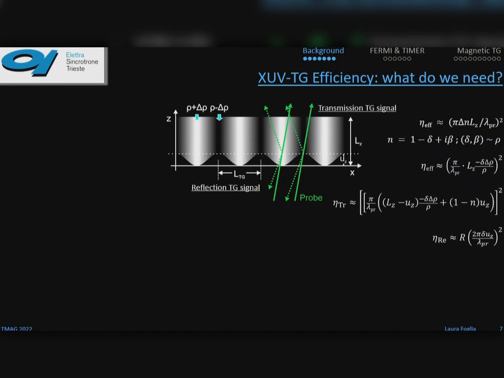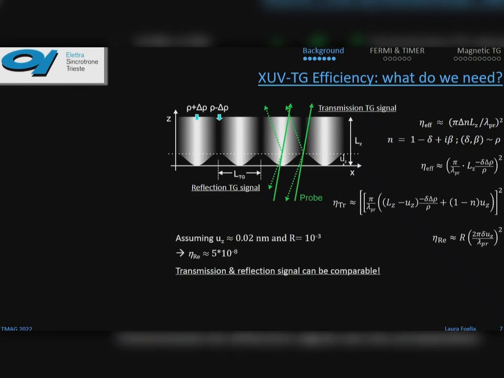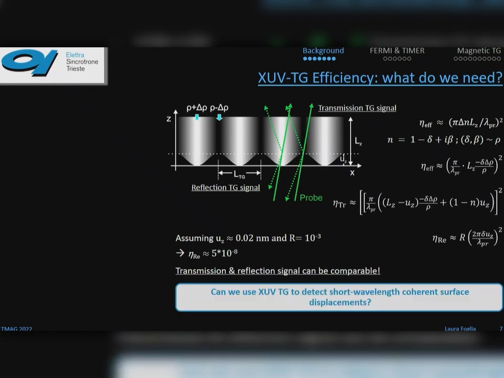because if you put in the numbers for the transmitted and the reflected efficiency, you see that the reflected efficiency depends on the surface displacement and on the reflectivity of the sample. And you have a number which resembles pretty much what I gave you before for the transmitted signal. So transmission and reflection signal can be almost comparable. And this actually launches surface acoustic waves. So we could use XUV transient grating even to detect very short wavelengths surface excitations.